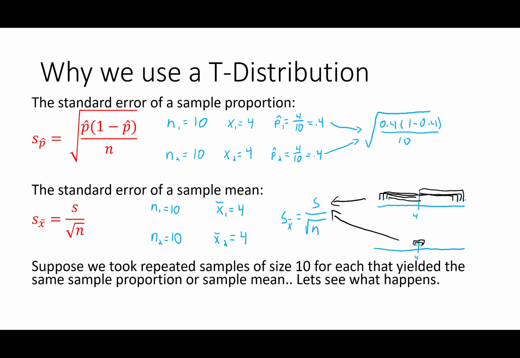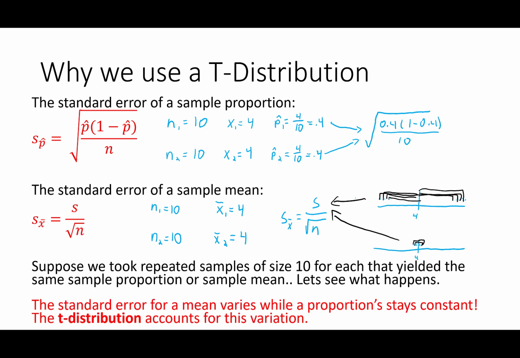That was not the case with proportions. If we had the same sample size and same sample proportion, we always ended up with the same standard error. This extra variability associated with estimating a mean is why we have to use a t-distribution. That t-distribution accounts for that variation, which does not exist when estimating a proportion.